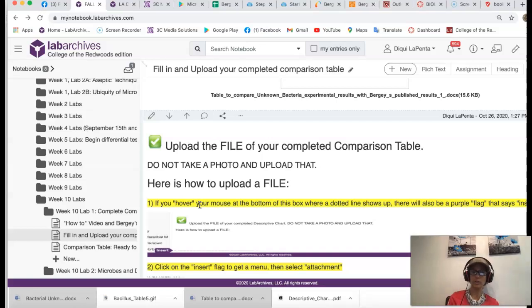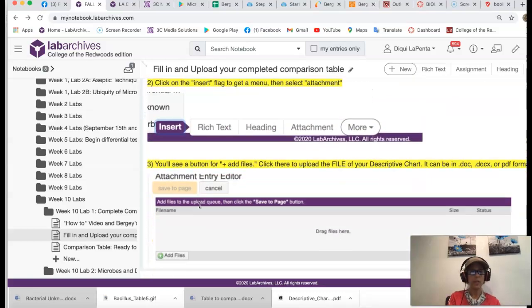Please don't take a picture of it. Upload the file itself, because then I can open it on my computer and type in comments directly on that for you. And then that is your comparison table.